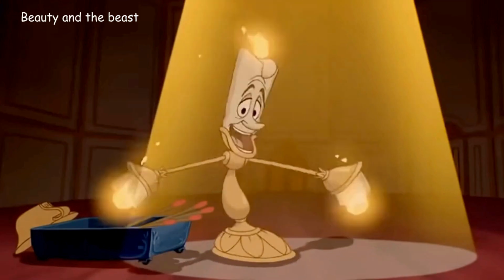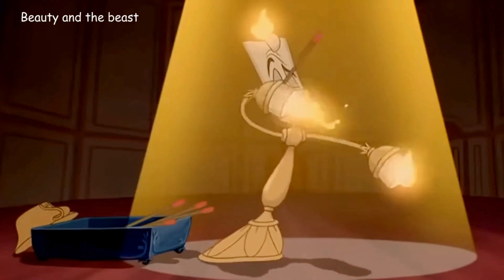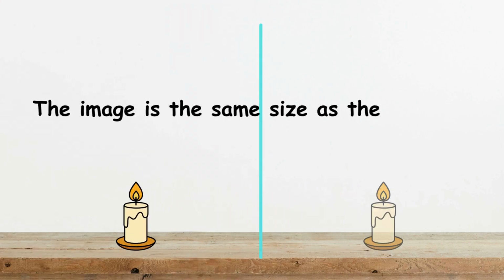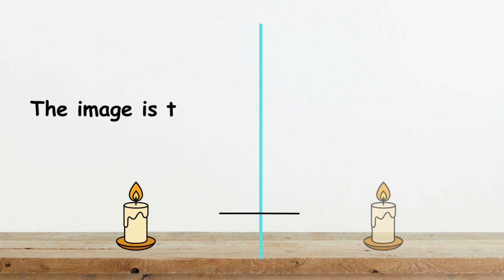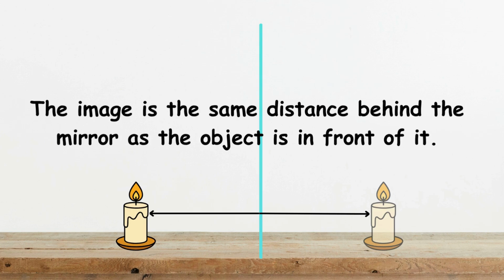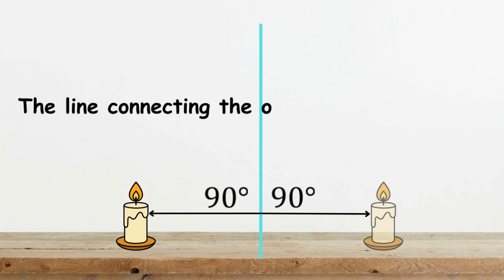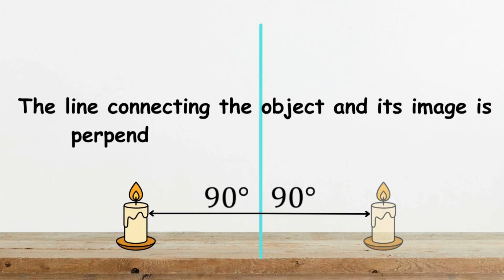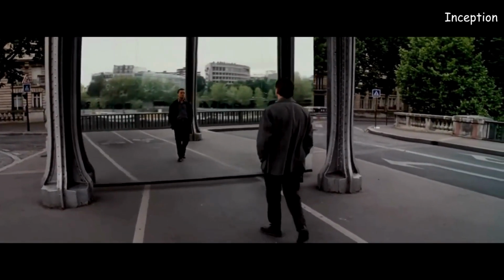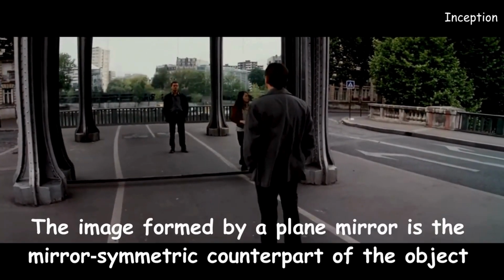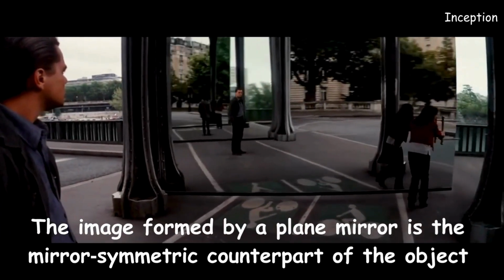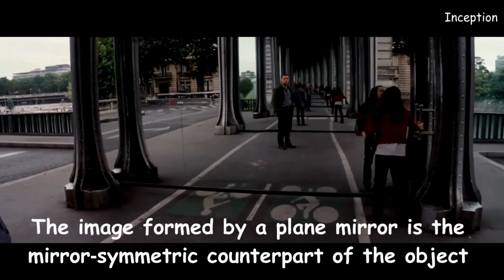So what's the relationship between the candle and its image? The image is the same size as the object. The image is the same distance behind the mirror as the object is in front of it. And the line connecting the object and its image is perpendicular to the mirror surface. In other words, the image formed by a plane mirror is the mirror-symmetric counterpart of the object with respect to the mirror surface.